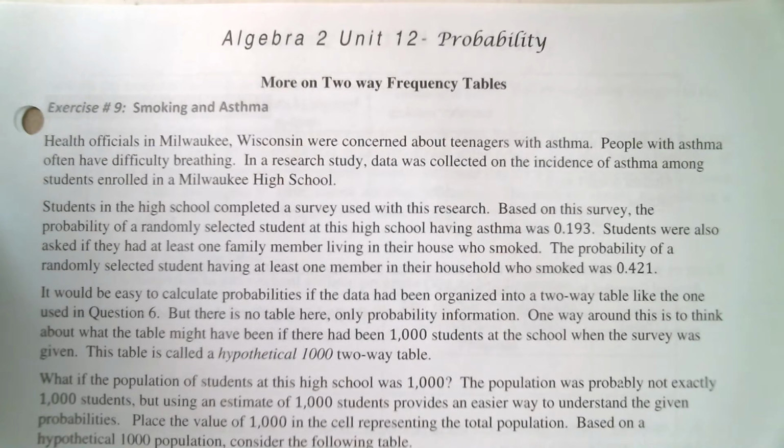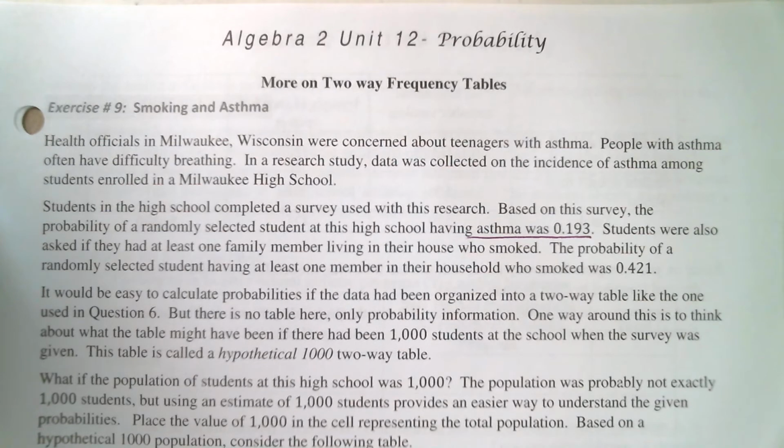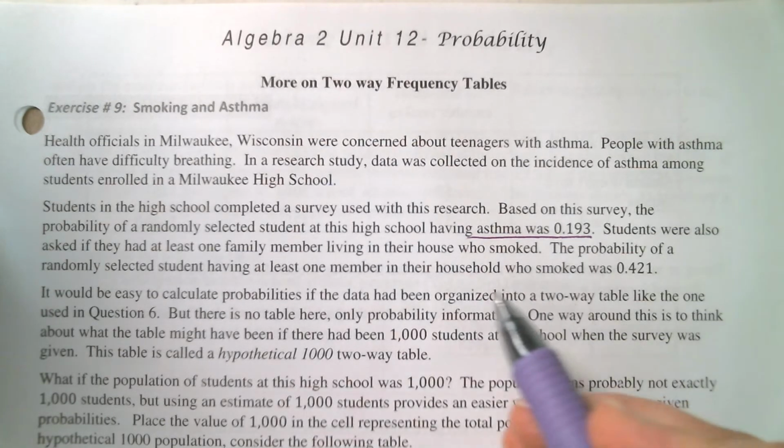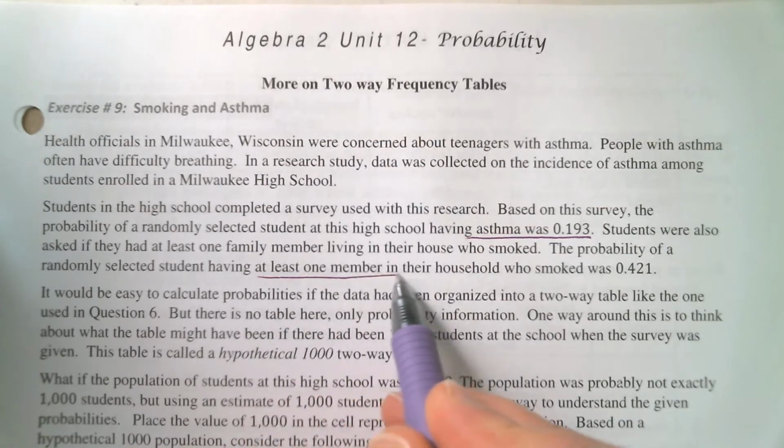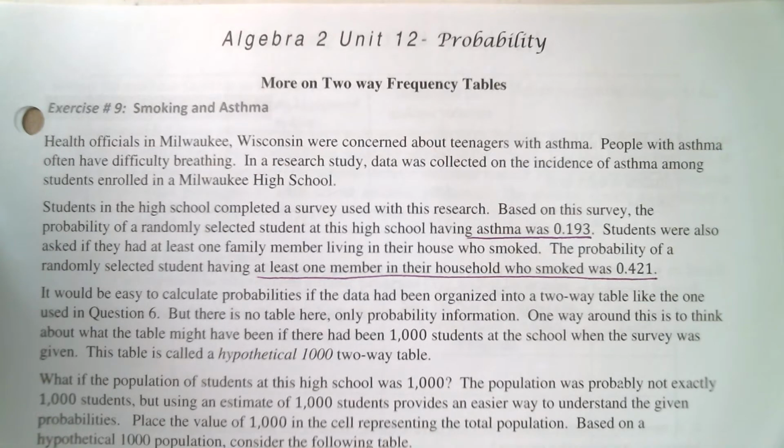Students in the high school completed a survey used with this research. Based on this survey, the probability of a randomly selected student at this high school having asthma was 0.193. Students were also asked if they had at least one family member living in their house who smoked. The probability of a randomly selected student having at least one member in their household who smoked was 0.421.